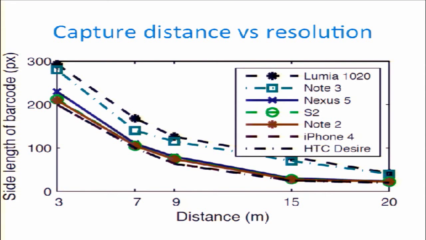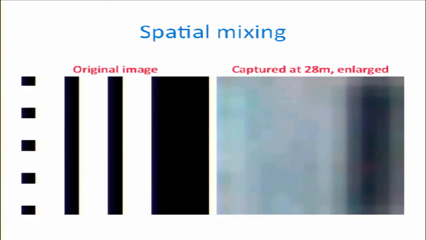The other thing to note is that if your camera is too far away, you get a very low-resolution image. Here, let's say this is the original image you have on the screen. Again, it should be square, but you see what I mean. If you capture the same thing, I think this was captured on a Nexus 5 at roughly 30 meters away, the actual image will be tiny, but if you enlarge it, this is what you will see. Everything becomes mixed together.